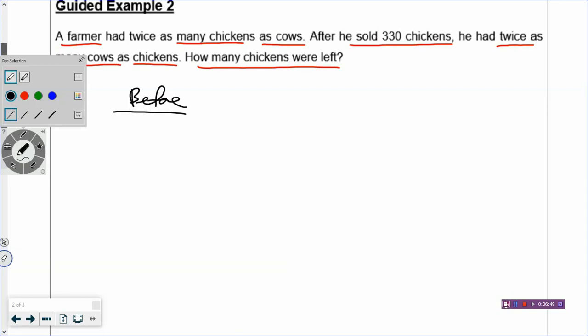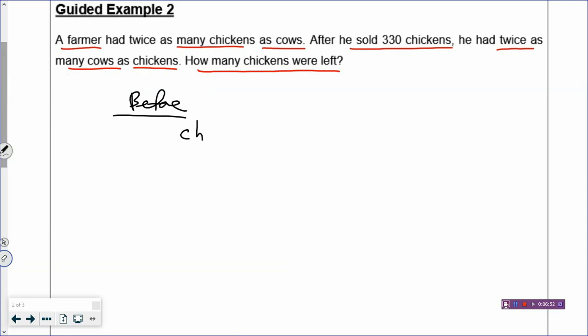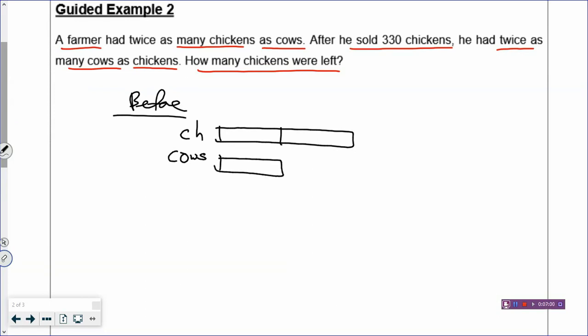So the farmer had twice as many chickens as cows. And when you draw the model, please don't draw too long, don't draw too big, neither do you draw too small. Draw a nice size. Okay, that is your first sentence. And don't put any units inside because you may want to cut. So you only put 1 unit into the boxes at the end of your drawing.